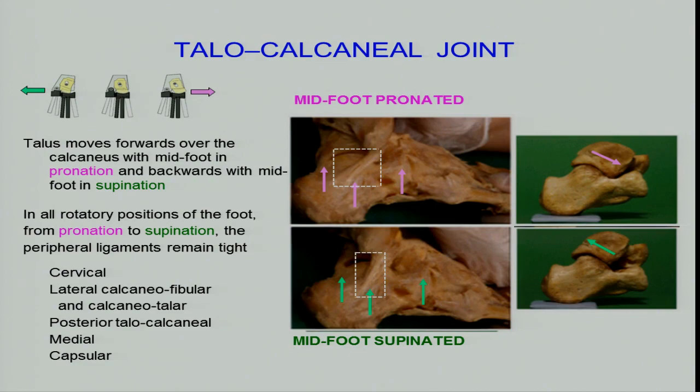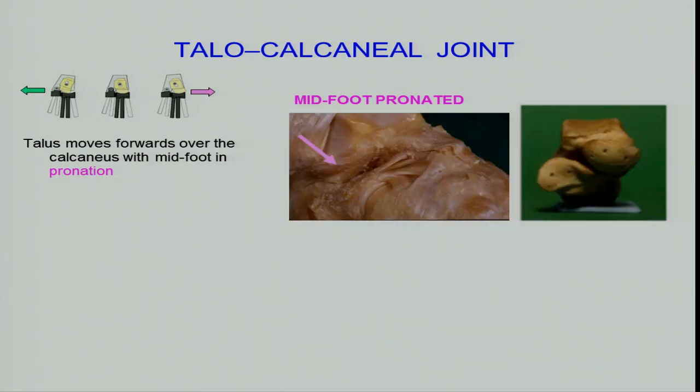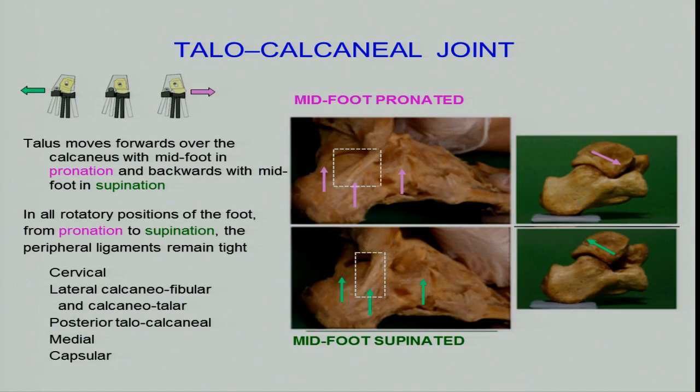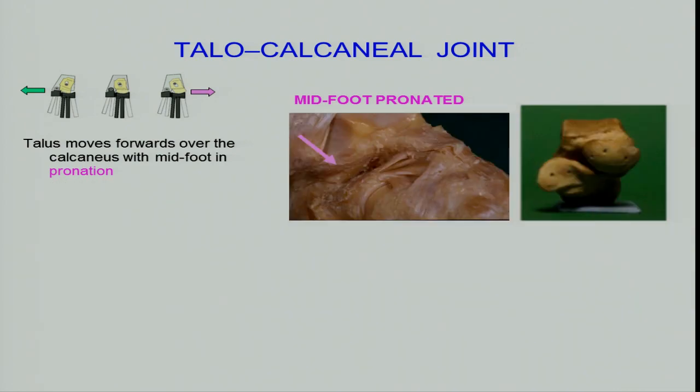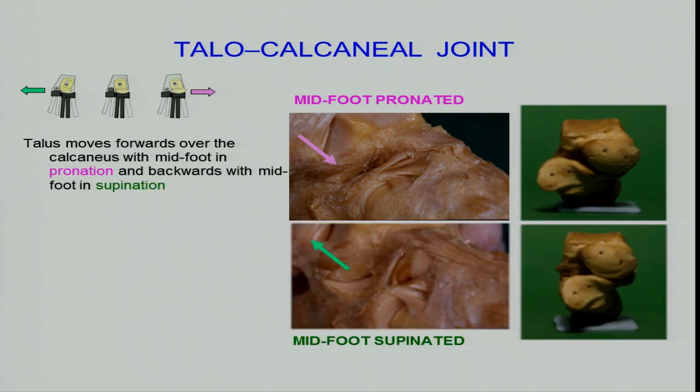And you can see that the diagonal of the triangle was of the same length in those two, keeping those ligaments at the same degree of tension. So when the midfoot is pronated, the talus moves forwards over the calcaneus. When it moves backwards, the midfoot is in supination, and these various joint surfaces become exposed.